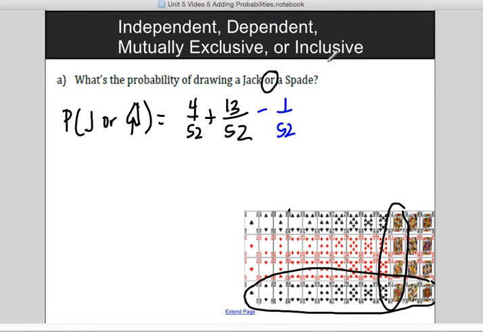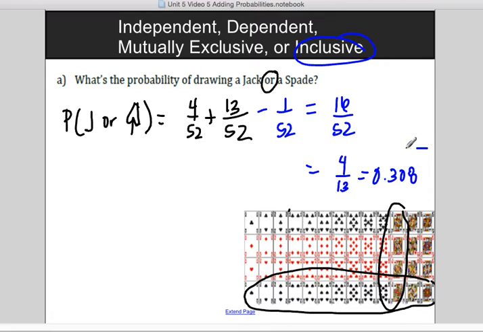So this one is an example of inclusive. They are included. So 4 plus 13 is 17 minus 1 gives me 16 over 52, which is reducible. So it's 4 out of 13, or 0.308. There's an example of inclusive, because you can be the jack of spades. You need to subtract the jack of spades.